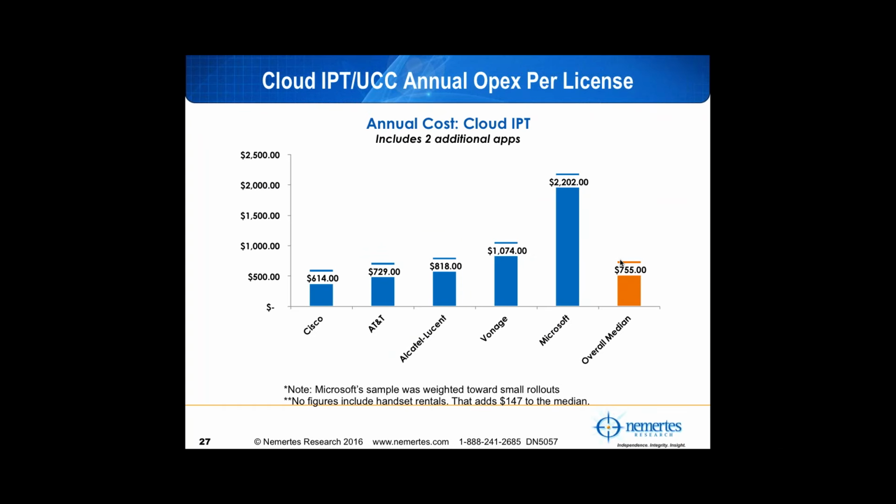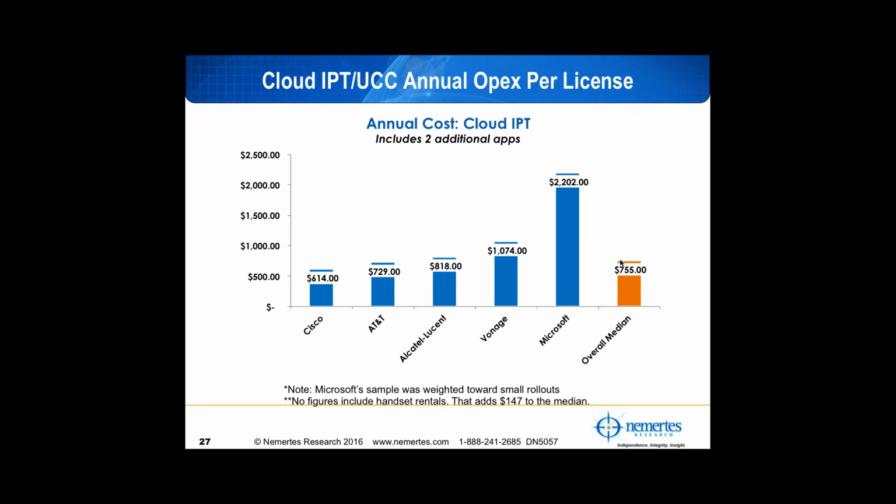Now, when we look at IP telephony and unified communications, these are some of the numbers here. These numbers are your annual operational cost per license. And this is for companies who are using IP telephony in the cloud, as well as, on average, 2 additional applications. So they might be using web conferencing and instant messaging and presence. It could be any combination of 2 additional collaborative applications. But the one that they all are absolutely using is IP telephony, and you can see the difference here.